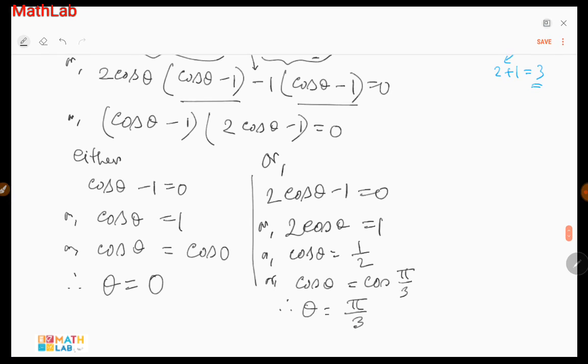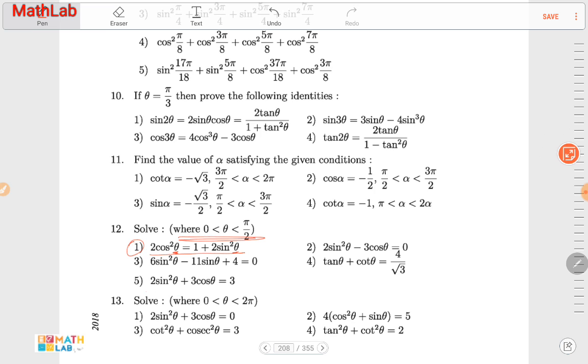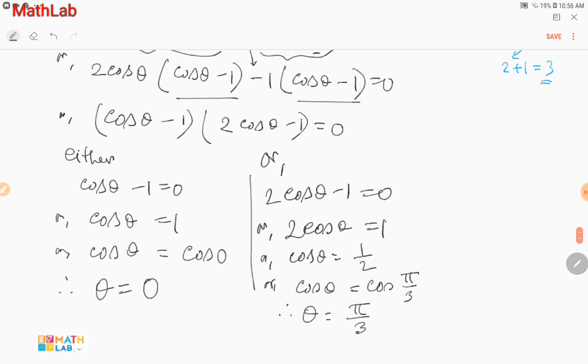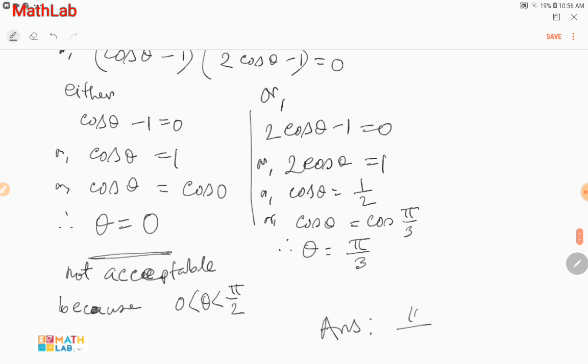Okay, so again we check the question. For this one, our condition is theta is greater than 0 and less than pi by 2. So this one is not acceptable. Why is it not acceptable? Because theta is greater than 0 and less than pi by 2. So our answer will be pi by 3.